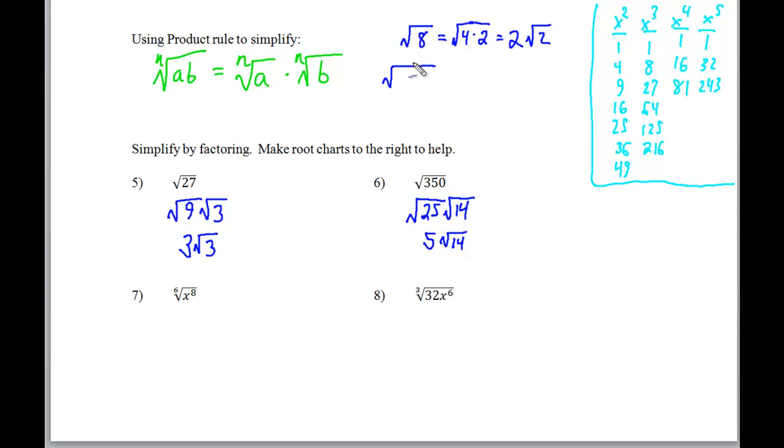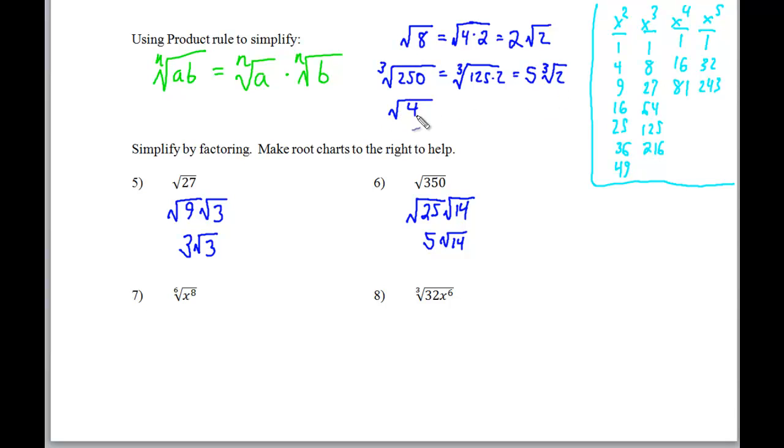Let's take a look at another quick example here, the cube root of 250. The cube root of 250 is 125 times 2, because I looked in my cube root chart here. The cube root of 125 is 5, and the cube root of 2, well, unfortunately, just stays the cube root of 2. All right.